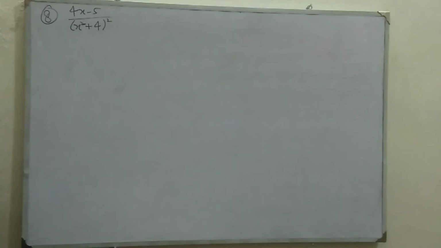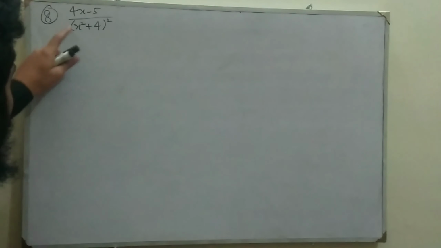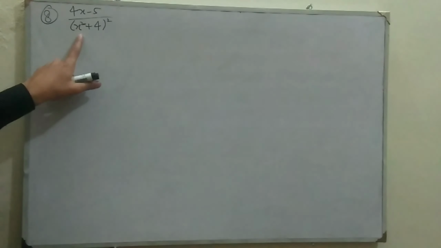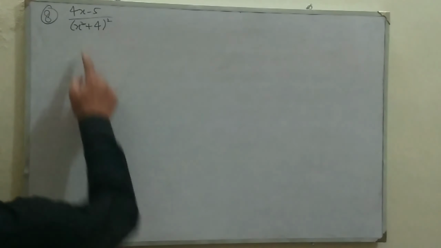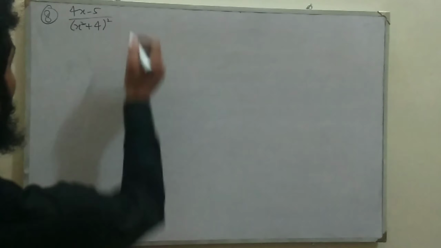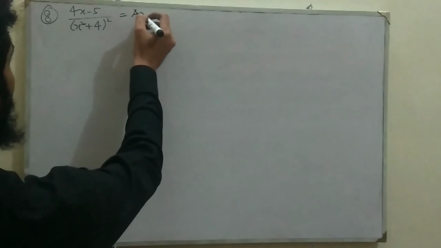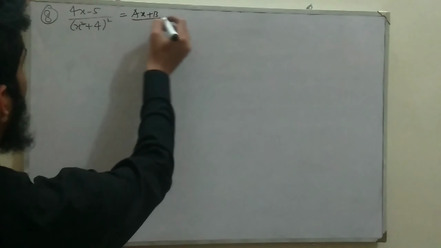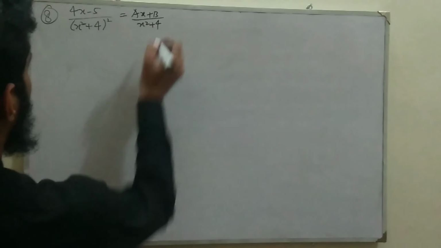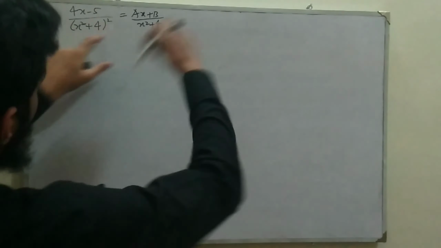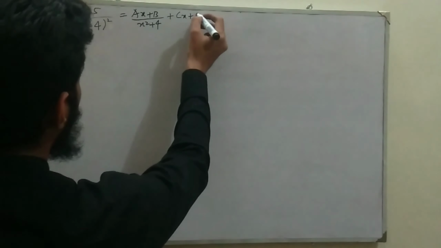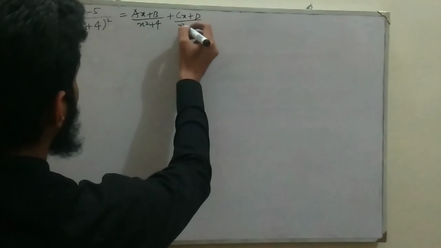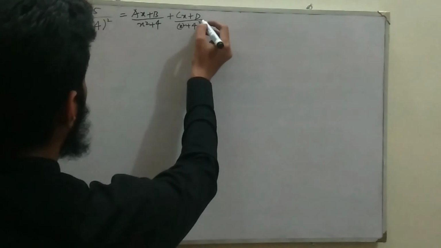Move to question number 8 related with exercise number 4.02. So it tells that 4x minus 5 divided by x square plus 4 whole square. Resolve this fraction into a partial fraction. Here it is a quadratic x square, that's why taking two constants ax plus b divided by x square plus 4, and here it is whole square, it means that another two constants which is cx plus d in this case divided by x square plus 4 whole square.